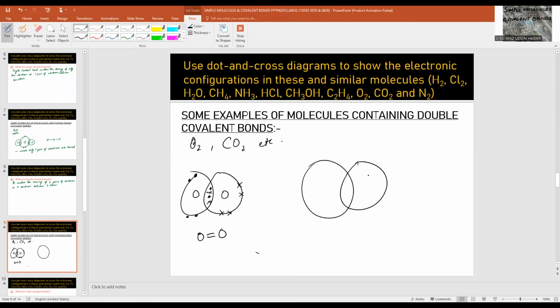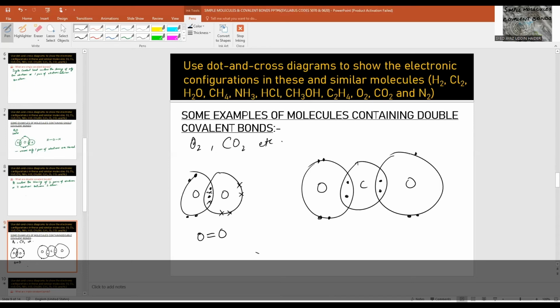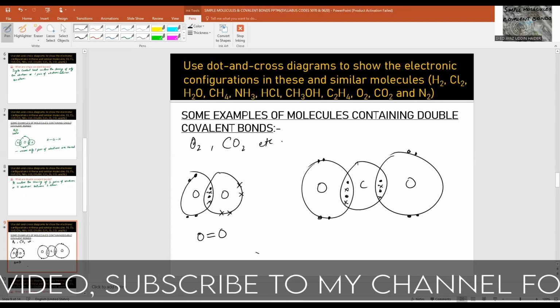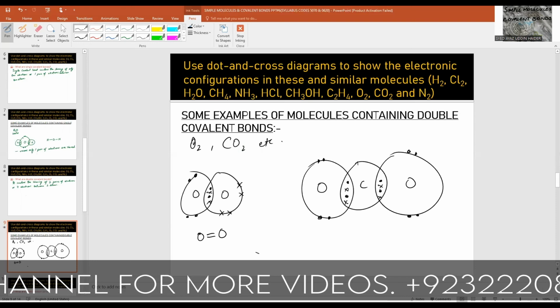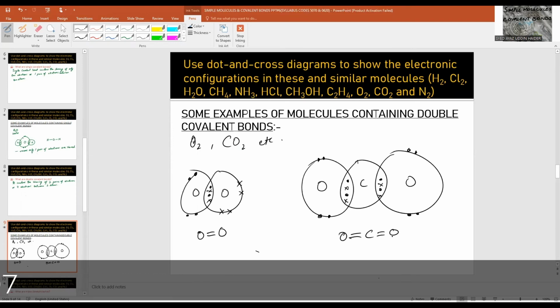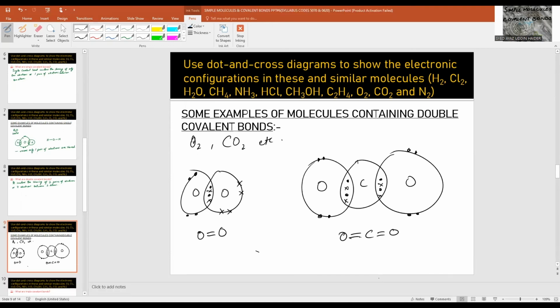What about CO2? This is oxygen, carbon, oxygen. First, I will show the valence electrons of this oxygen: 1, 2, 3, 4, 5, 6. This one, 1, 2, 3, 4, 5, 6. Now we are left with the valence electrons of carbon. It will share 2 electrons with each oxygen atom: 1, 2, 3, 4. The displayed formula for carbon dioxide will be like this: O double bond C double bond O. This indicates that 2 pairs, or 4 electrons, are shared between carbon and each oxygen.